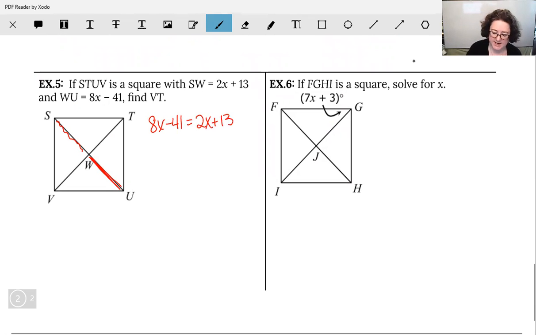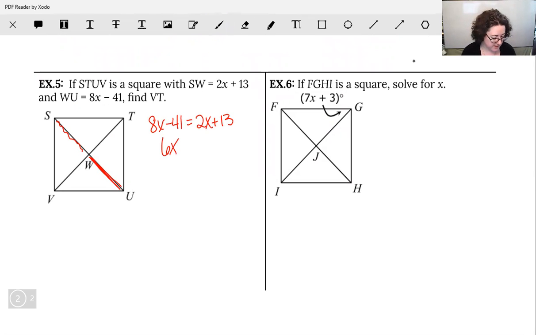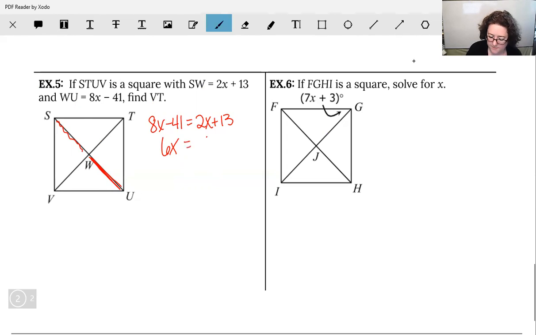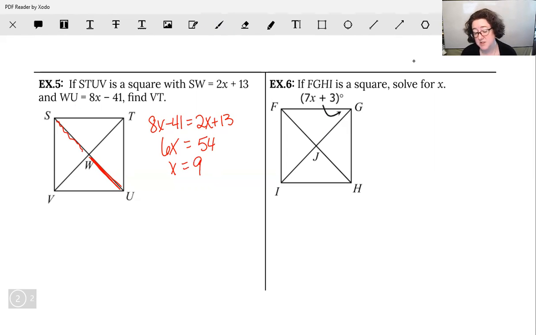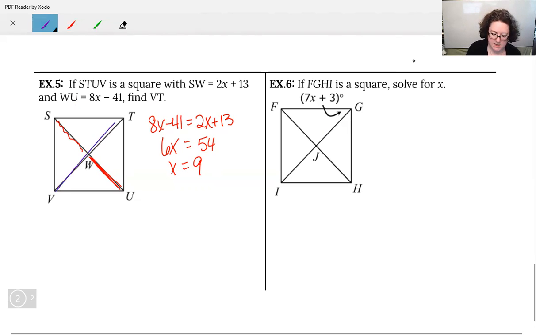Subtract a 2x from both sides and it leaves me with a 6x. Add a 41, let me check that on the calculator. So 13 plus 41 is going to give me 54. That divides out nicely. 54 divided by 6 is going to give us a 9. Now, rereading the question, did they want us to solve for x? No, they wanted us to solve for VT, which is an entire diagonal.